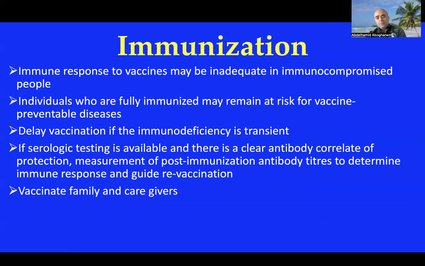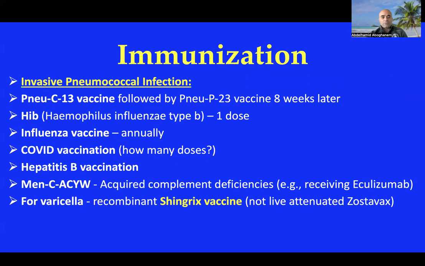Immunization. Immune response to vaccine may be inadequate in immunocompromised patients. Individuals who are fully immunized may remain at risk for vaccine-preventable disease. Delay vaccination if immunodeficiency is transient. If serological testing is available and there is a clear antibody correlate with protection, measure the post-immunization antibody titer to determine immune response and guide revaccination. If your patient is still not immune, you can give more boosters until your patient gets immunity. Vaccinate family and caregivers as possible.